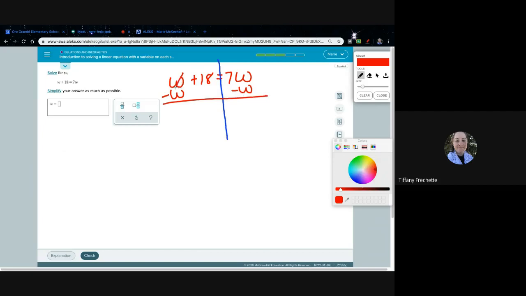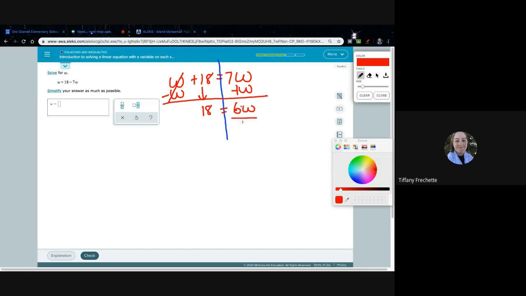w minus w cancels. That becomes 0. Remember to bring down the 18 and the equal sign. And then we have 7w minus w. Even though there's no number here, think of this as a 1w. There's literally 1w right here. So we have 7 minus 1, and we get 6w. Just remember, they both have a w. You have to bring that w with it.